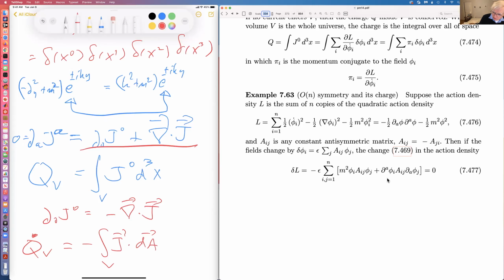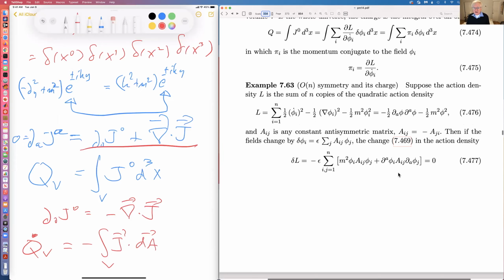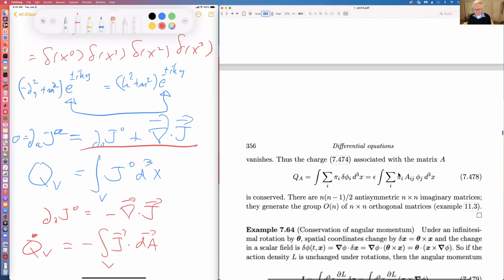So let me write 4.77. But now the phi_i and the phi_j, that product is symmetric. A_ij is antisymmetric, so this is 0. And the derivative of phi_j and the derivative of phi_i, that's symmetric, and A_ij is antisymmetric, so that's 0.